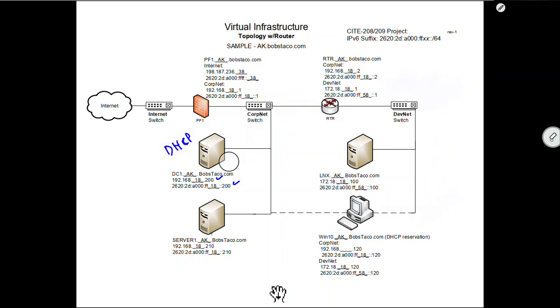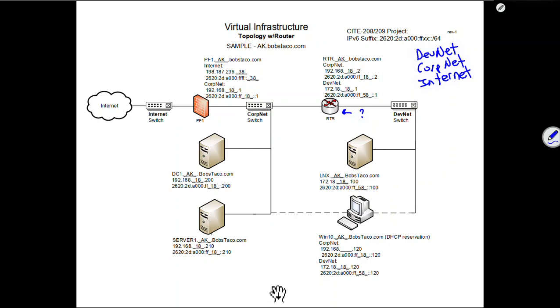All right, having taken a look at making RTR a DHCP relay agent, then the next thing we want to look at is how does it know how to pass packets? So when a packet comes in on the DevNet side, how does RTR know what to do with it? And the three questions we want to ask is how does it know how to get to DevNet? How does it know how to get to CorpNet? And how does it know how to get to the internet? Okay, those are the three questions.